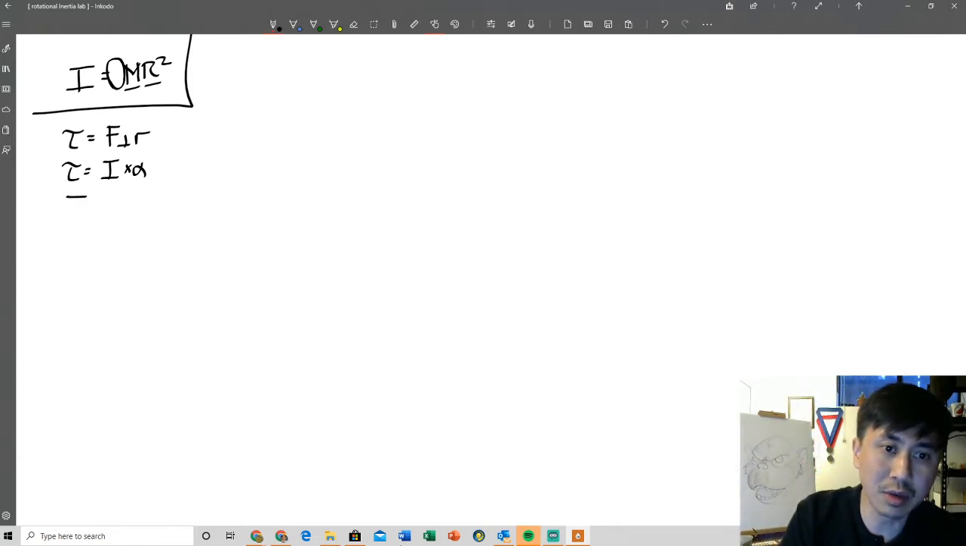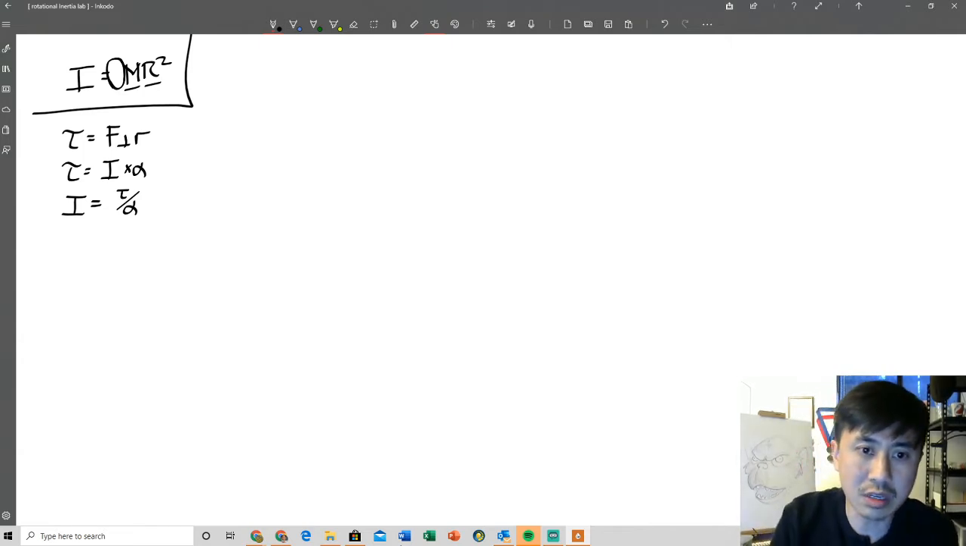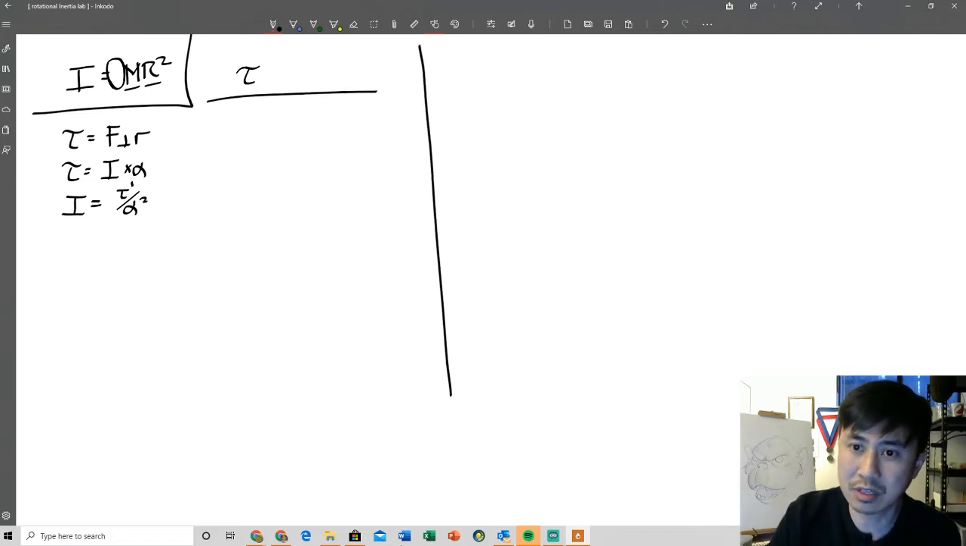That means the moment of inertia is equal to torque divided by alpha. We're going to use this to solve for the moment of inertia, right? Meaning all we need is number one, torque, and number two, alpha, the angular acceleration. So let's first solve for the torque of our system.